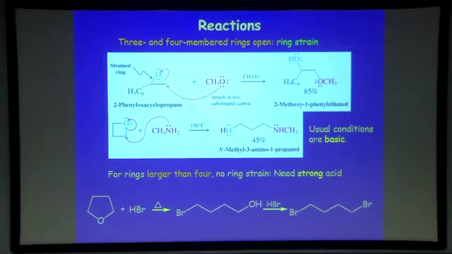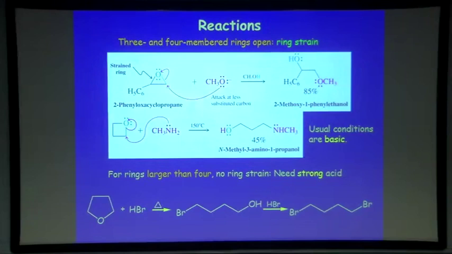And this is, of course, the reason why ethers are used as solvents in Grignard reactions and enolate reactions and alkyl lithiums and so forth, because they don't do anything. Okay? That's the ideal solvent. And so we won't do anything with them either. But the strained ones are okay.